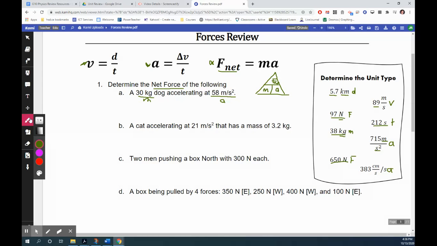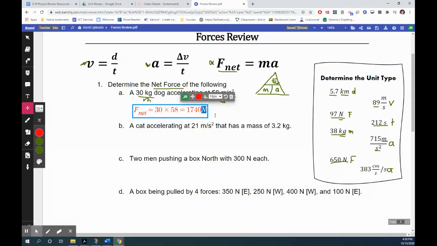And so what we're going to do is we're going to get F net equals mass, which is 30, times acceleration, which is 58. And that equals 30 times 58, which is 1,740 newtons, capital N. And that's what we get. It's got to be capital N because that's how we measure force. Anytime F net equals, we got to end with an N. We don't have a direction here, but we'll get there.